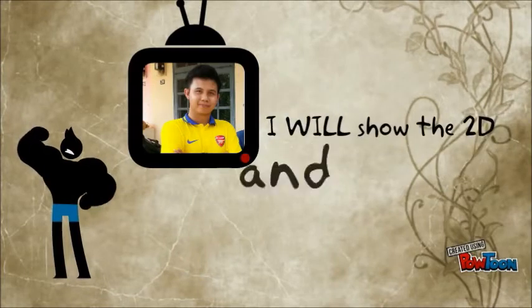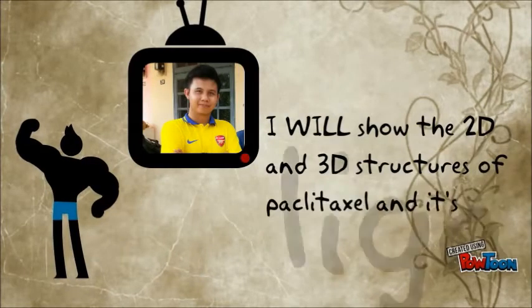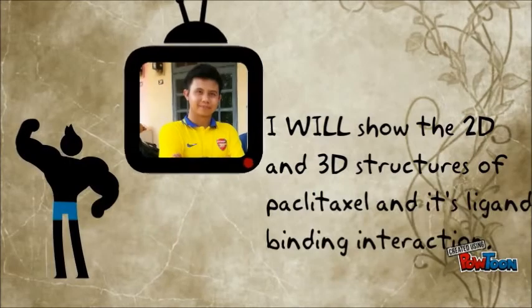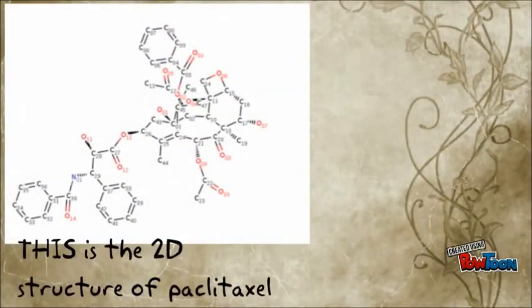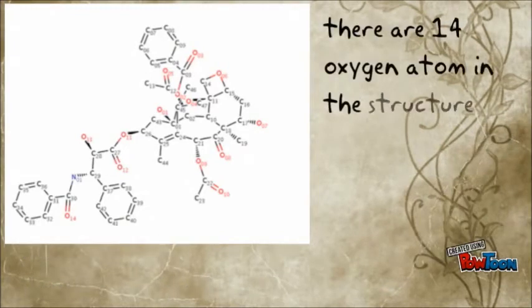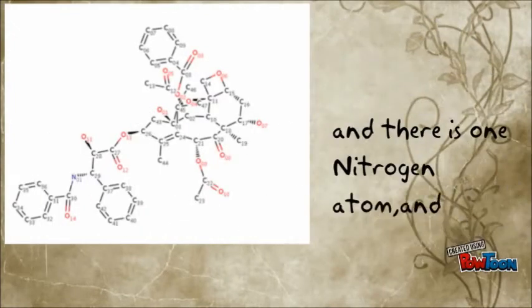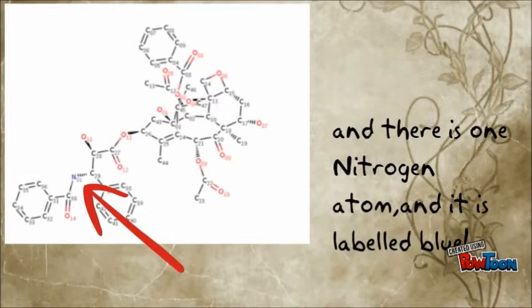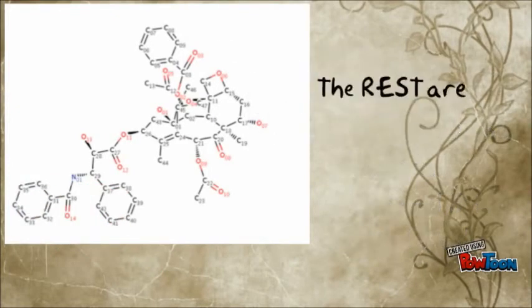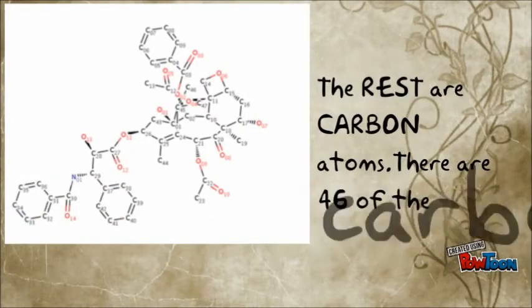I will show the 2D and 3D structures of paclitaxel and its ligand binding interactions. This is the 2D structure of paclitaxel. There are 14 oxygen atoms in the structure of paclitaxel, and there is one nitrogen atom, which is labeled blue. The rest are carbon atoms. There are 46 carbon atoms.